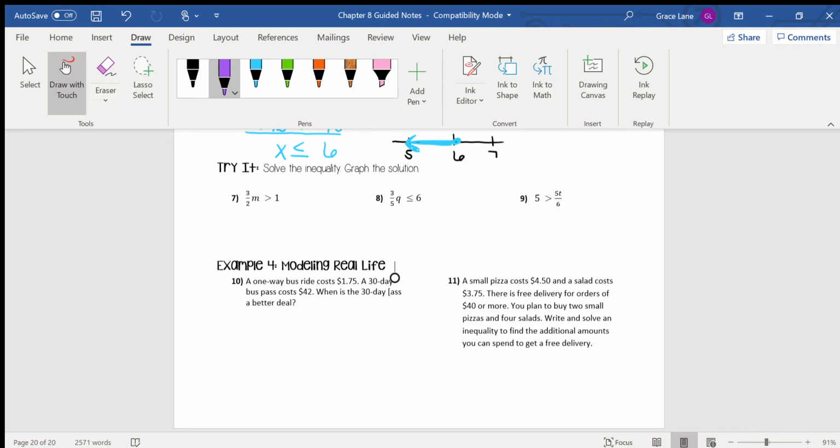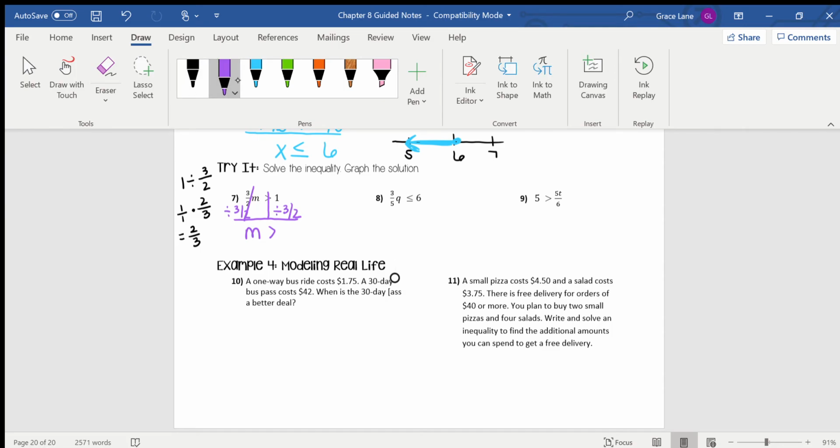So 3 over 2 times m. So opposite of times 3 over 2 would be divided by 3 over 2. This side will cancel. So I want it to say m is greater than something. So now you're doing 1 divided by 3 over 2. So keep the first fraction, change to multiplying, flip the second one upside down. This becomes 1 times 2 is 2, 1 times 3 is 3, so 2/3.